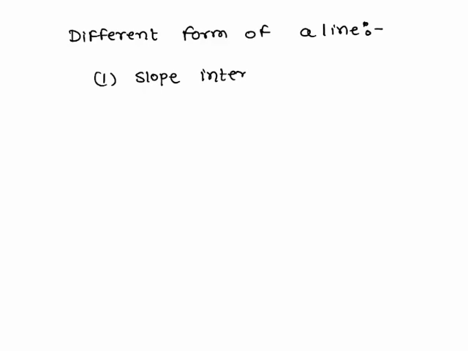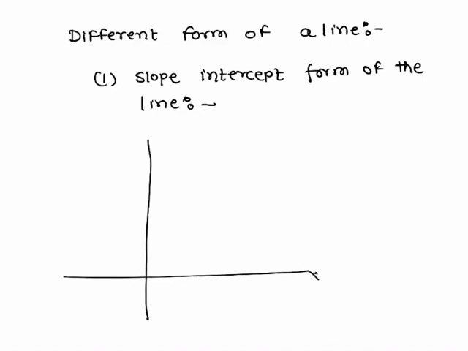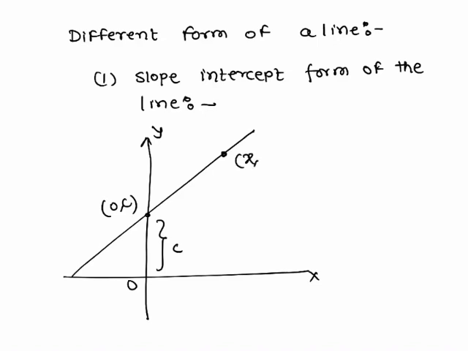Next is different forms of a line. So there are many different forms. The first is slope intercept form of the line. So this will be x-axis, origin, y-axis. A line is there, so this intercept length is c. The coordinate of this point, x coordinate will be 0, y coordinate will be c. Then we will take one variable point x comma y.